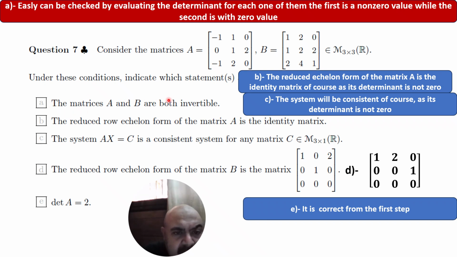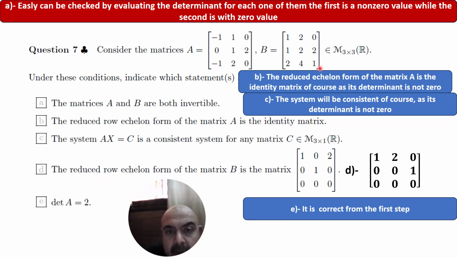The matrices A and B are both invertible. This is really very simple to check. All I have to do is evaluate the determinant of each one of them. I've written this in here. It can easily be checked by evaluating the determinant for each one of them. For the first one, this is 0, this is going to be 0, that's going to be -2, and that's a 0, and that's positive 4, so the result of this determinant is equal to positive 2.